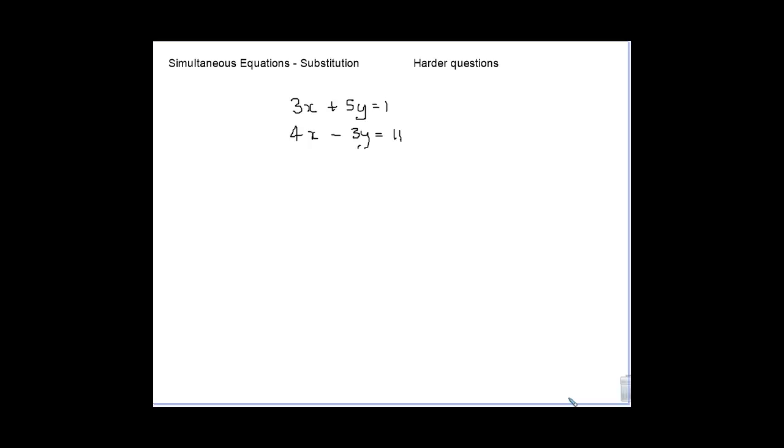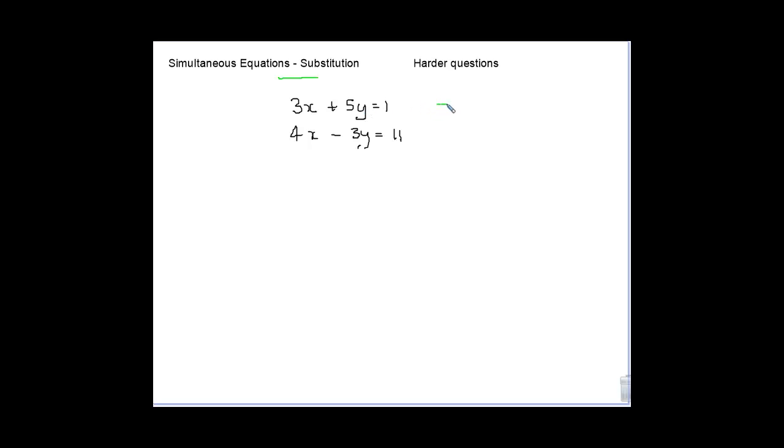This time what we want to do is have a look at some harder questions on simultaneous equations where we start to use some substitution. So they are harder in this case because we've got different coefficients there. It's not a nice "let's label them and we can get a simple substitution." There's a bit of manipulation that needs to go on.